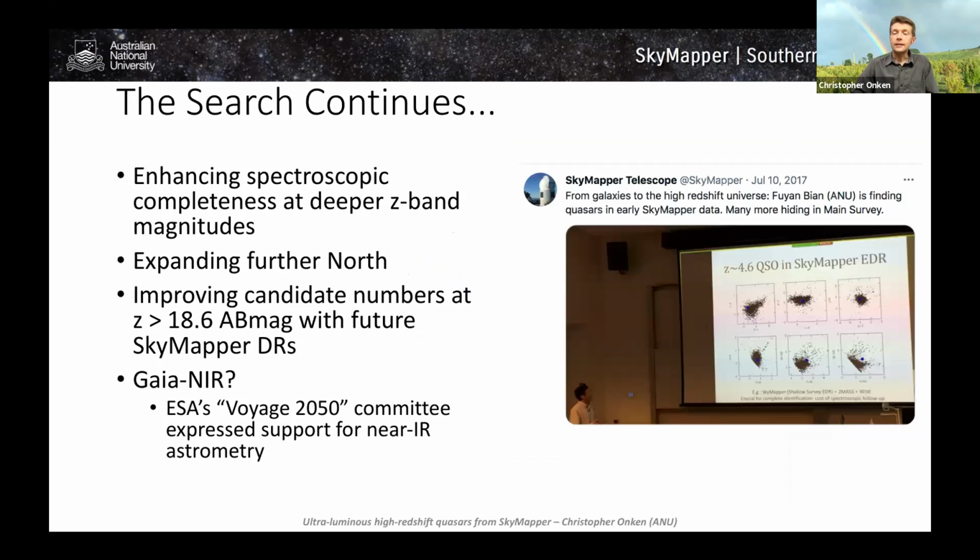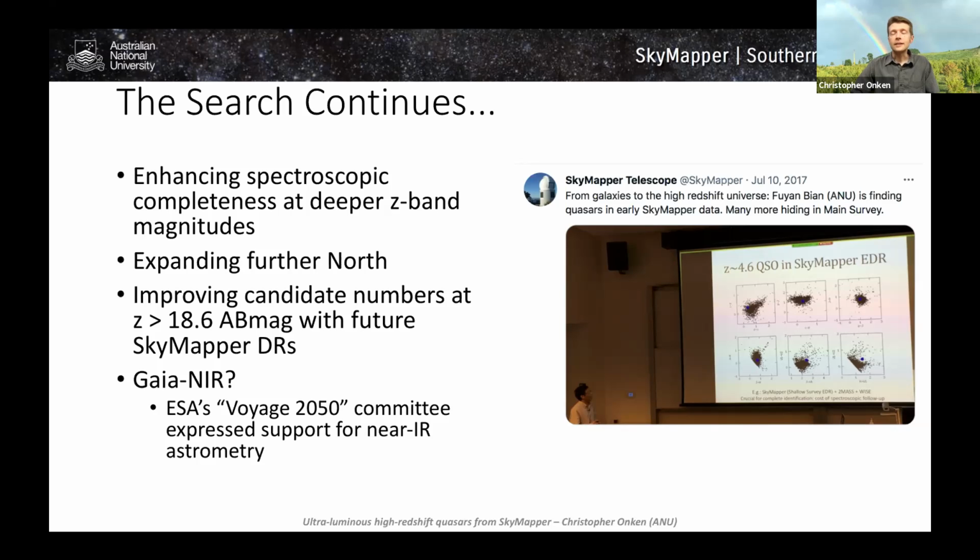Now, we've been reporting on quasar discoveries from SkyMapper data for quite a number of years now. The screenshot on the right is from a presentation at the ASA conference in 2017, reporting a redshift 4.6 quasar from the SkyMapper early data release. And we imagine that there will be future reports coming from our team. But we want to enhance the spectroscopic completeness by improving the spectroscopic coverage at deeper Z-band magnitudes. We think there are many more objects to be discovered in the north.